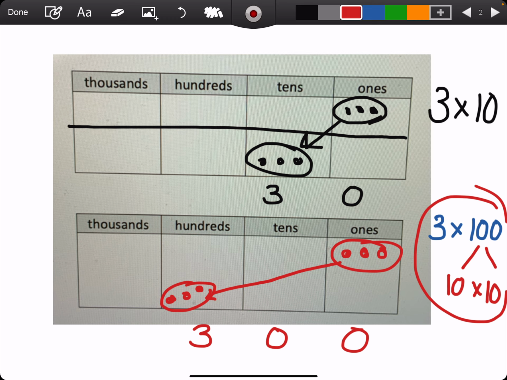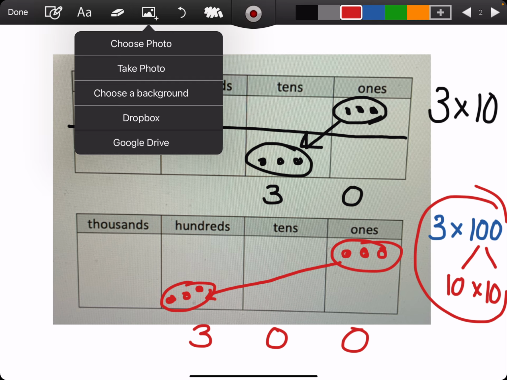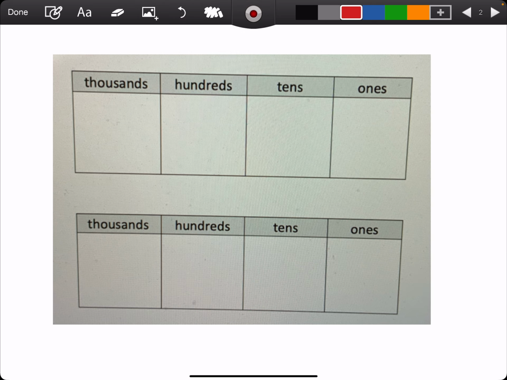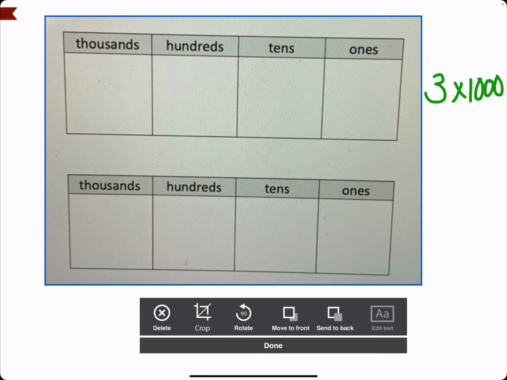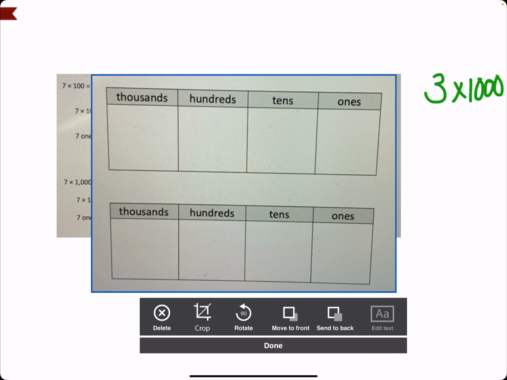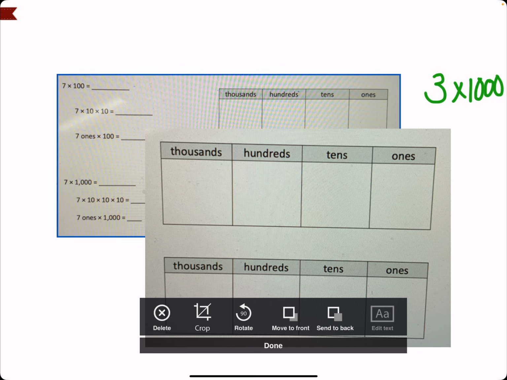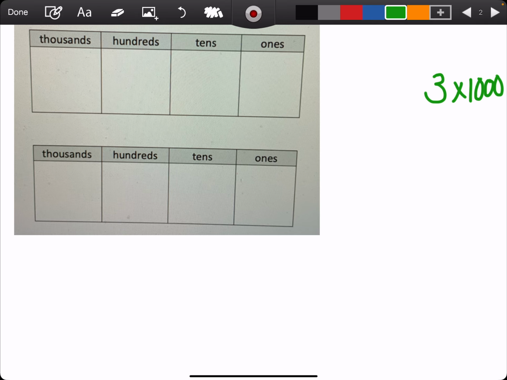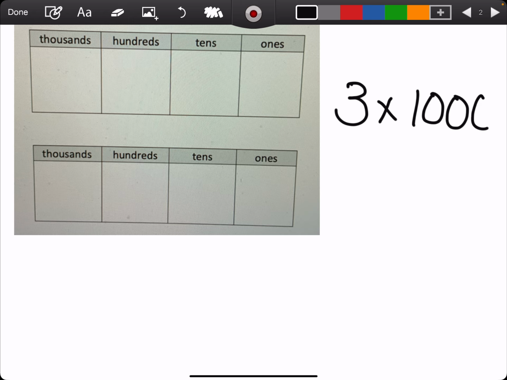I'm going to clear the board here. If I even went to 1,000 and said, what is 3 times 1,000? Well, 1,000, I'm actually going to, oh, I have a next problem underneath there. Just give me a second. I'll make that smaller. Here we go. All right, 3 times 1,000. Make that bigger.